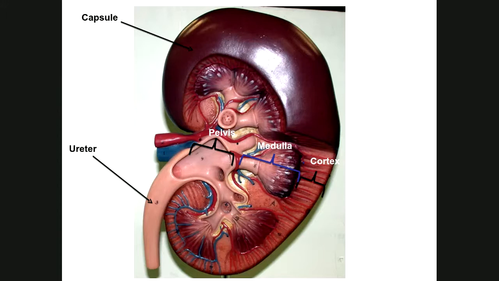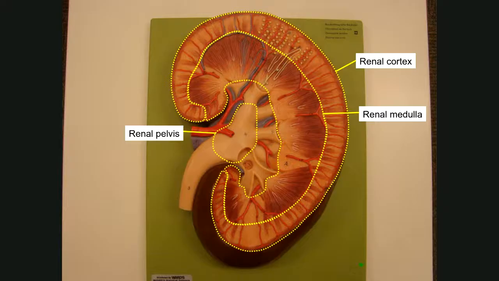And then attached to that pelvis is the ureter. So the ureter is the tube that urine is going to go down to get to the urinary bladder. Any questions?